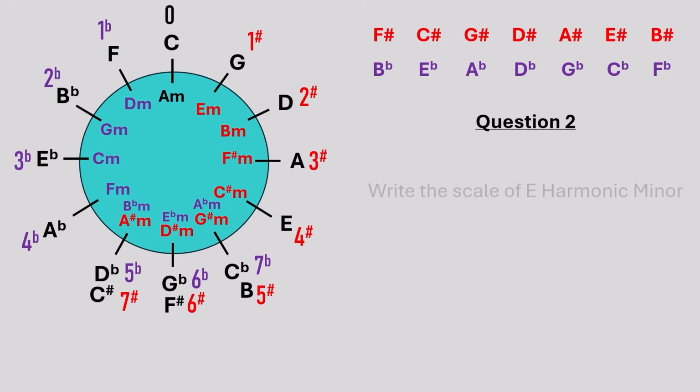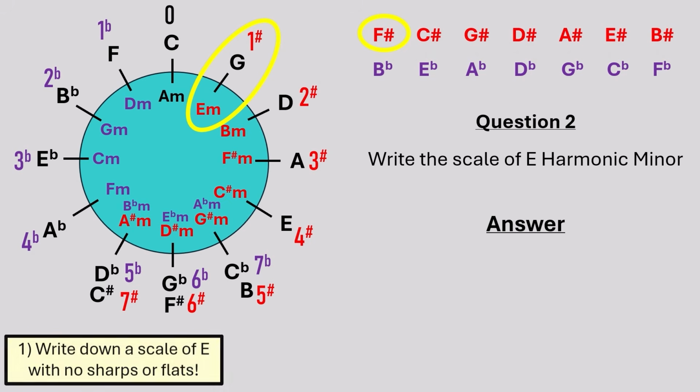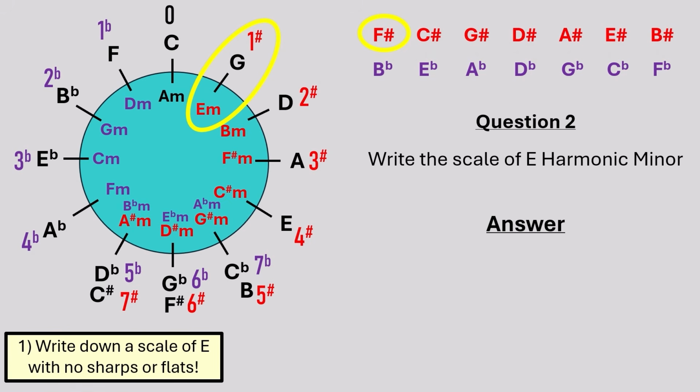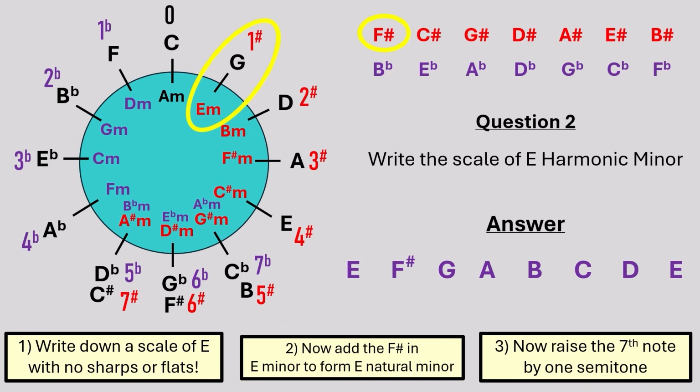Question 2. Write the scale of E harmonic minor. First, write down a scale of E with no sharps or flats. Next, add the F sharp in E minor to form E natural minor. And then raise the 7th note by 1 semitone.